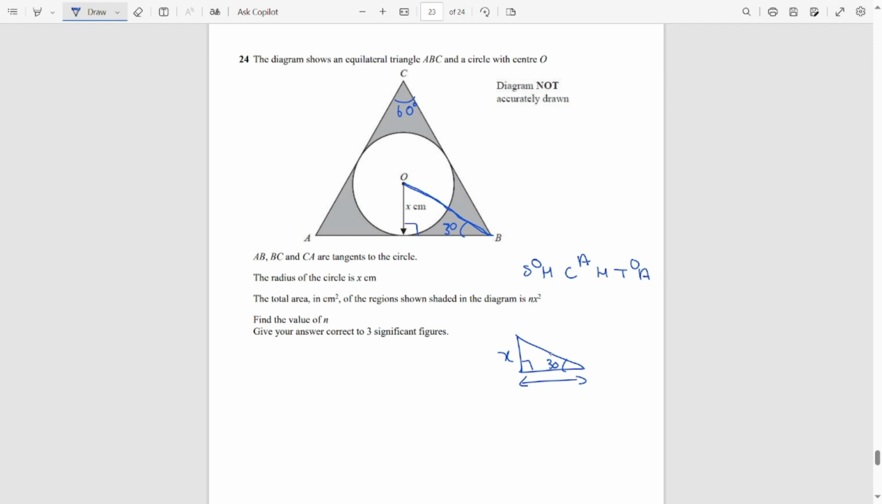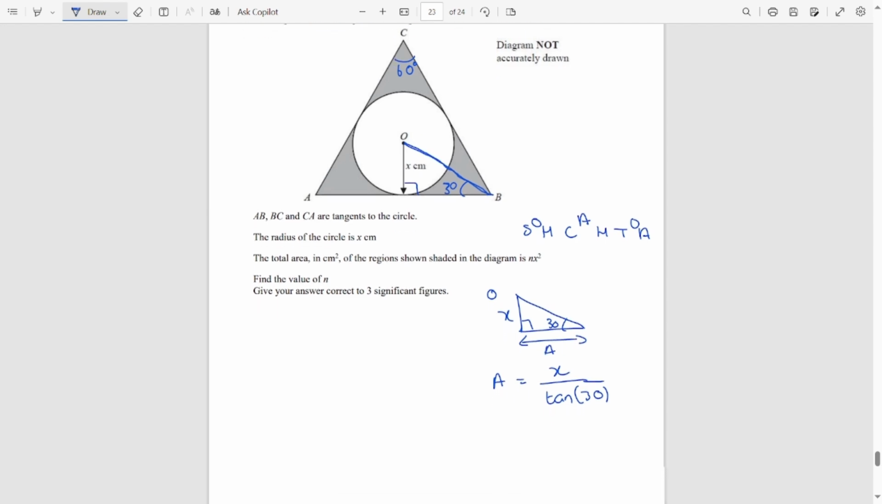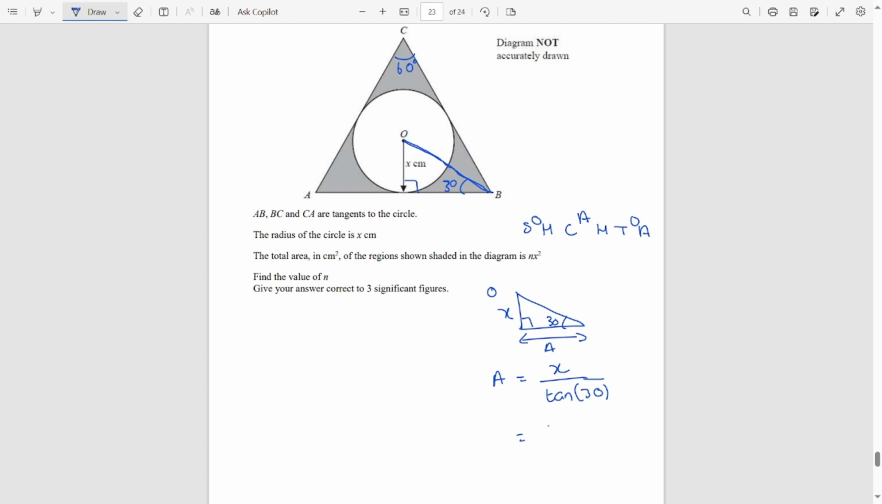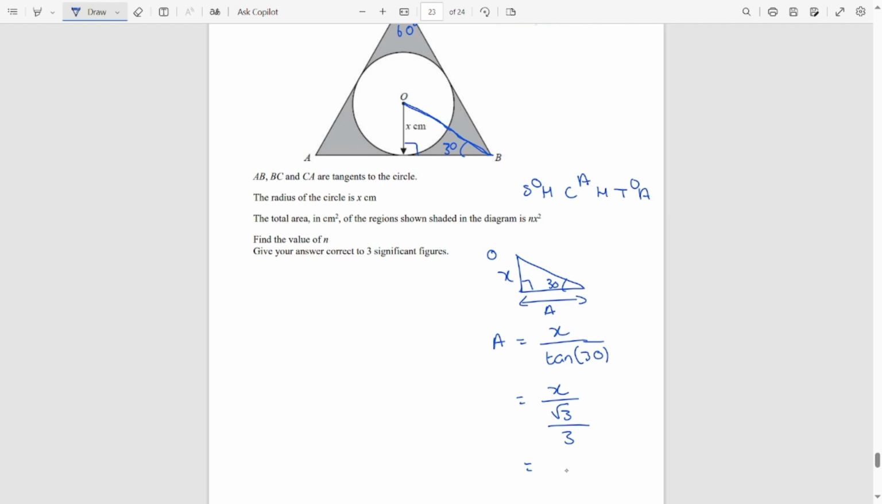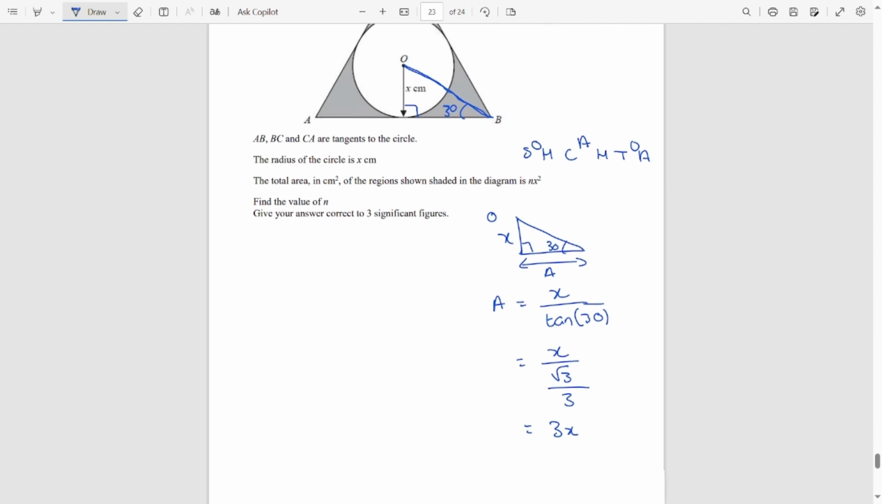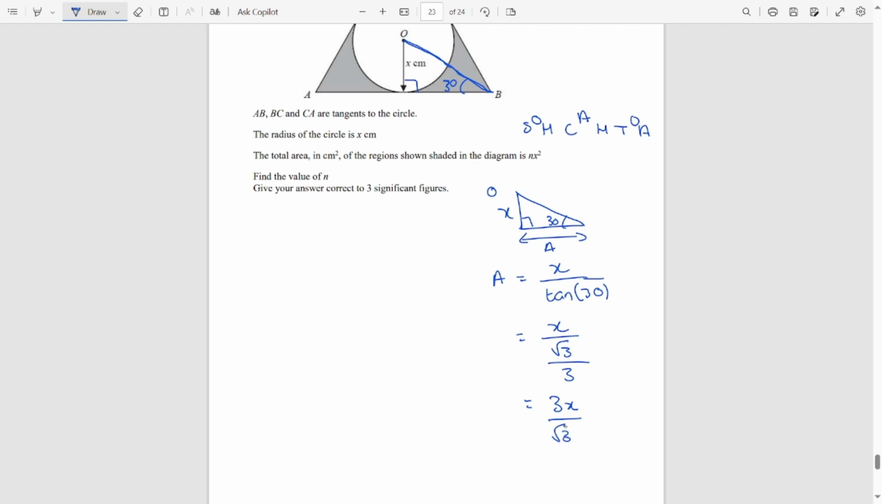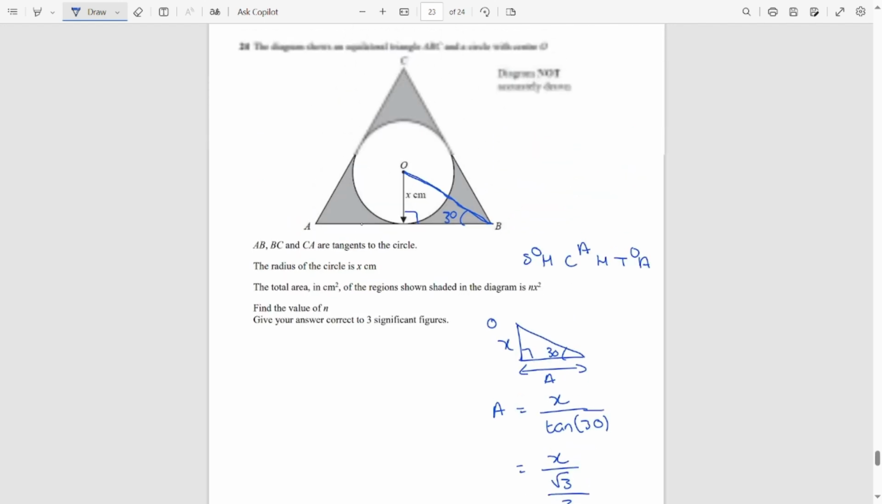SOHCAHTOA. So the hypotenuse, I don't know, nor am I interested in working it out. It's the adjacent side that I'd like to work out, and I have the opposite, which means that I'm in tangent. So the adjacent side is going to be equal to the opposite side, x over tan of 30. And so that means the adjacent side here is going to be equal to x over root 3 over 3. And then this simplifies down to being 3x over root 3. And so that, therefore, is this side here, 3x over root 3.